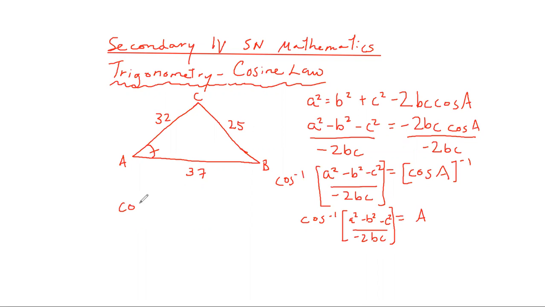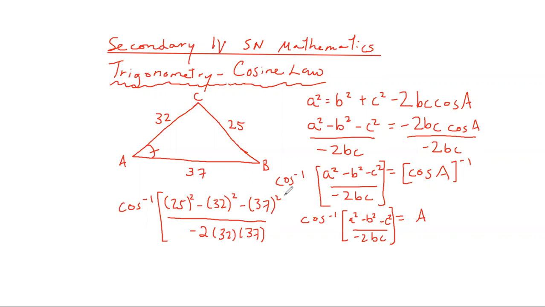So it's essentially cos to the minus 1 of open bracket, let's say 25 is my side A, minus 32 squared minus 37 squared. And your numerator should end up being a negative value anyways, because you're going to divide by negative 2 times the length of two sides, in this case, B and C, which happens to be 32 and 37. And I take cos to the minus 1 of that.